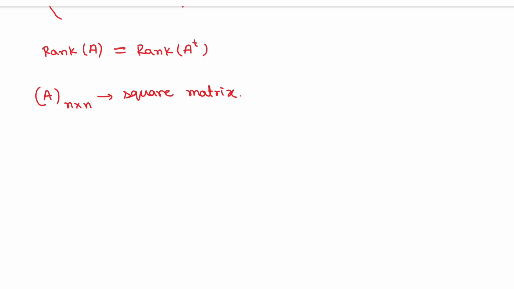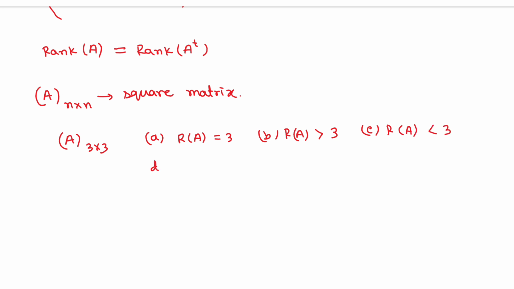Now the question is, you are given a square matrix A. Let's take an example. Suppose A is a 3 by 3 matrix, obviously a square matrix, and you are given 4 options: option A, rank of A equals 3; option B, rank of A greater than 3; option C, rank of A less than 3; and option D, rank of A equals 0. Rank of A equals 0 is not possible, because it is possible only when the matrix is a 0 matrix. Let's say I am taking a non-zero matrix A.